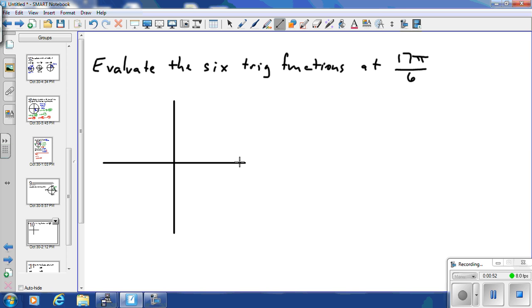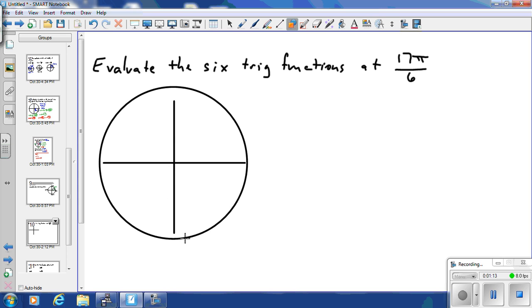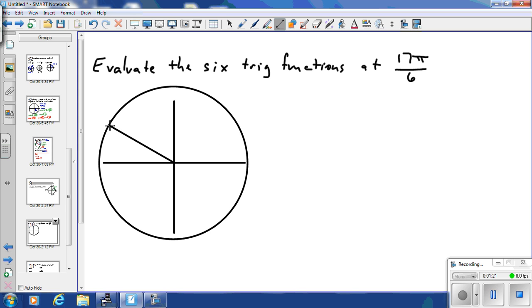12 to get here, so this would be 12 pi over 6. This would be 18 pi over 6. So we're not quite there, we're only 17. So you can tell we're right up here. If it helps you to see this with a circle, I'll put the circle here for you. Good enough. And so we figured out that we're dealing with this picture right here.